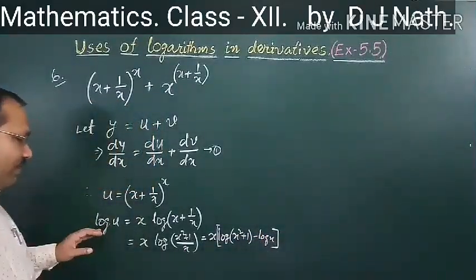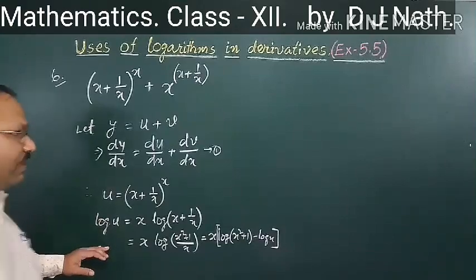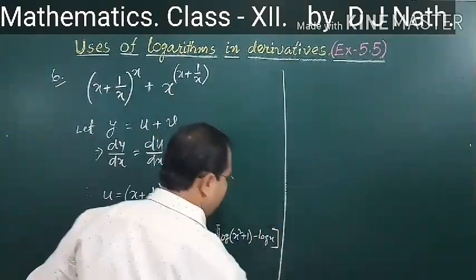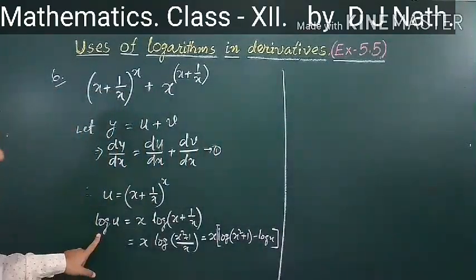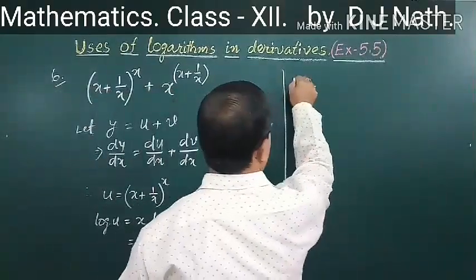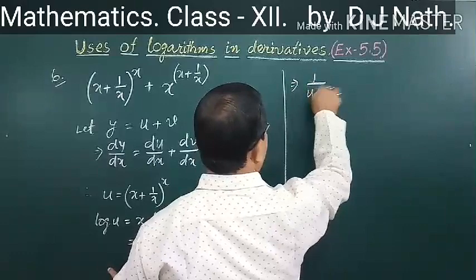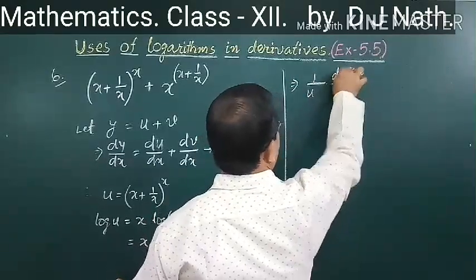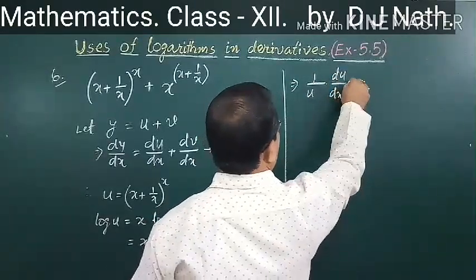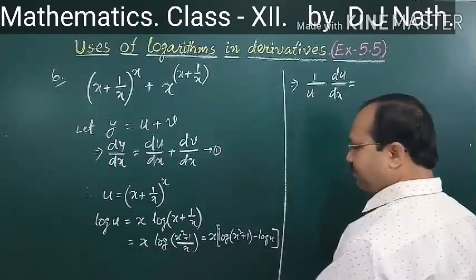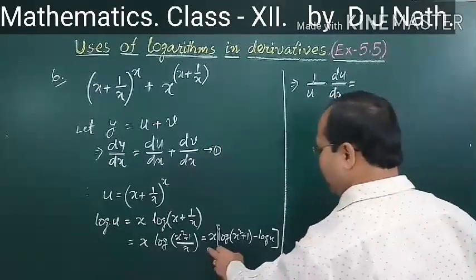Okay. Now we can find the differentiation of that. So we will do the differentiation of this one. What will become? This implies 1 by u into du dx will become equal to. Now here look at that.